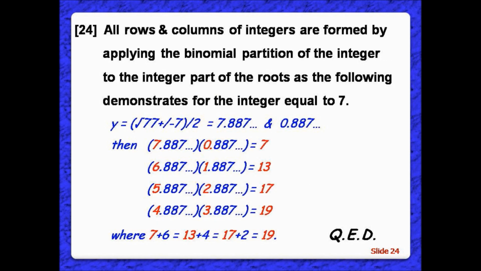All rows and columns of integers are formed by applying the binomial partition of the integer to the integer part of the roots, as the following demonstrates for the integer equal to 7. We can then see that this generates the additional numbers across the row. QED.